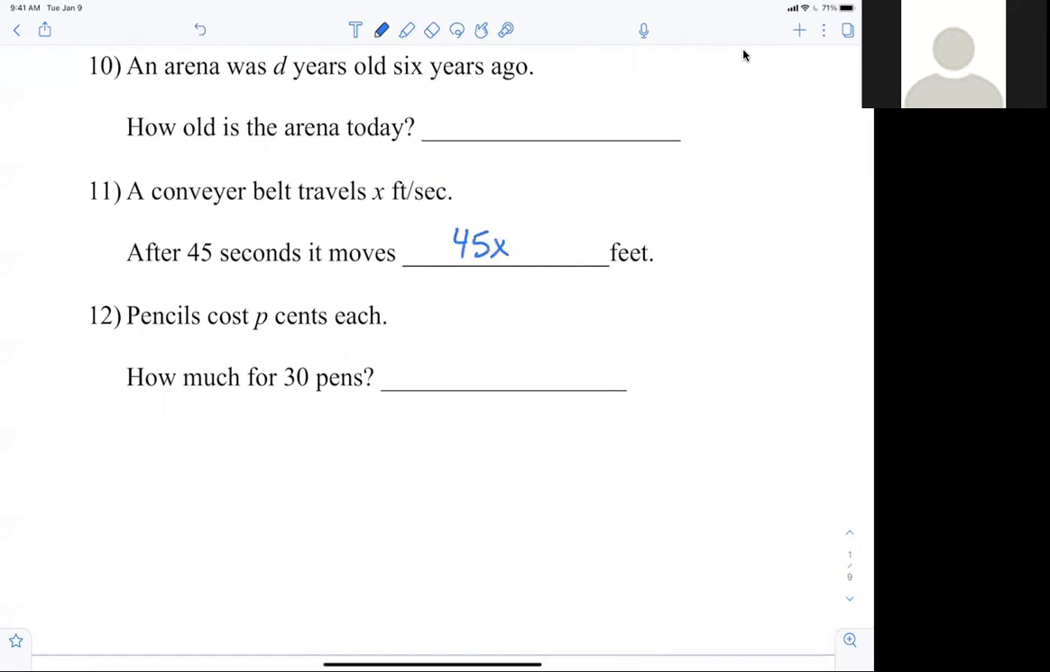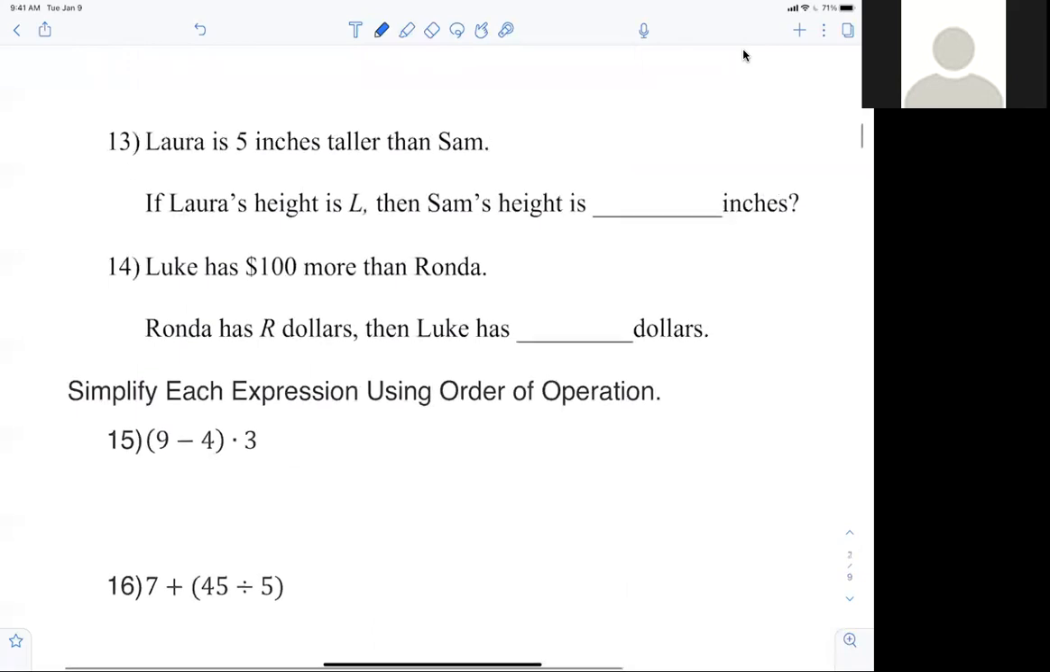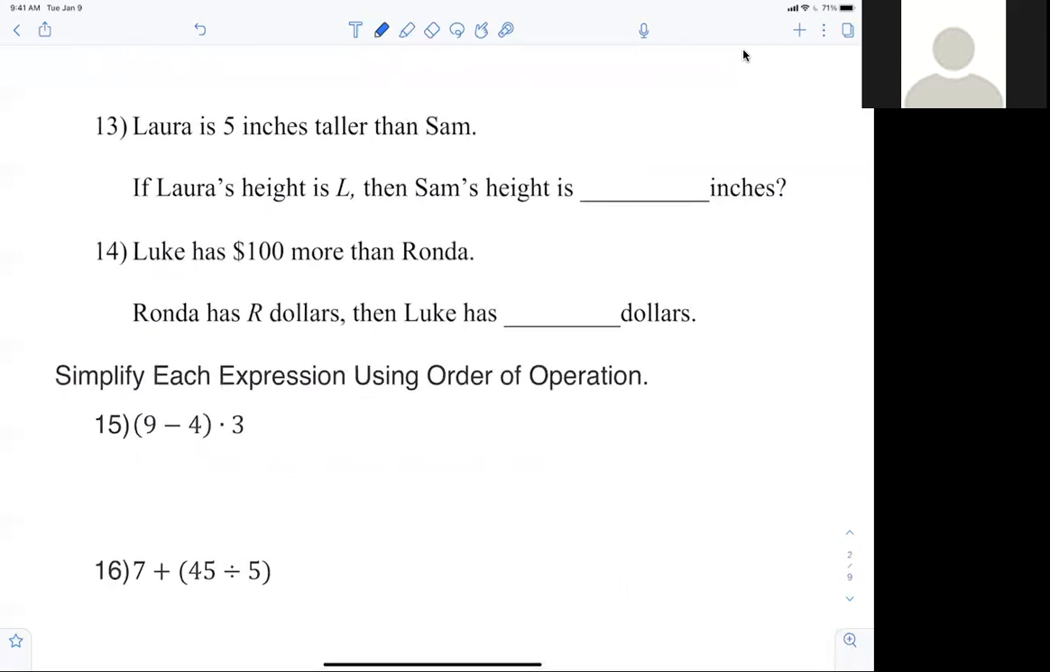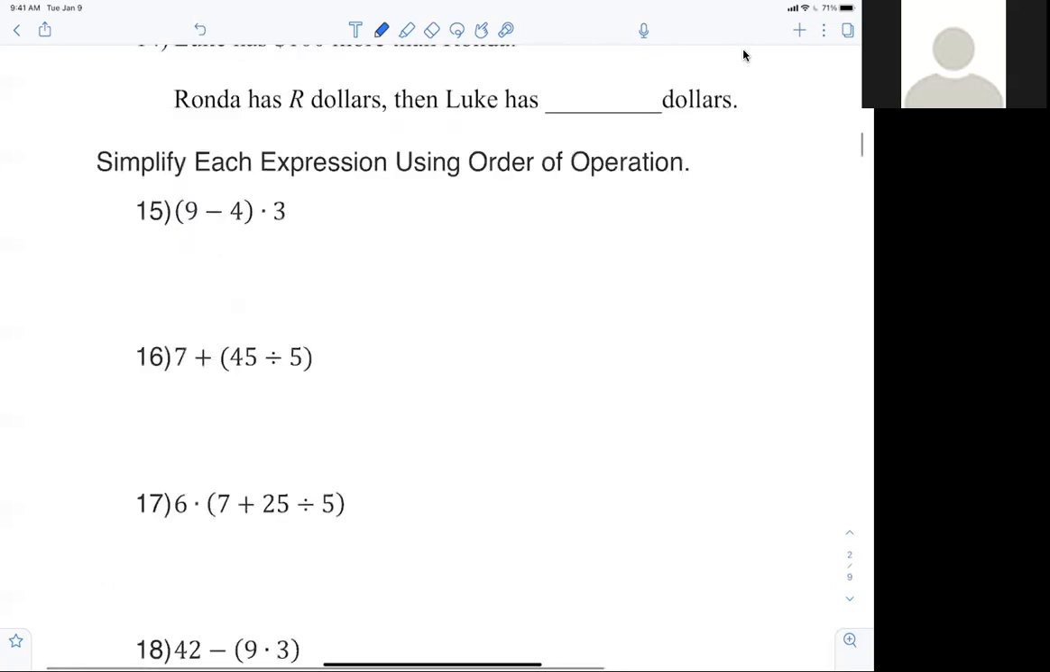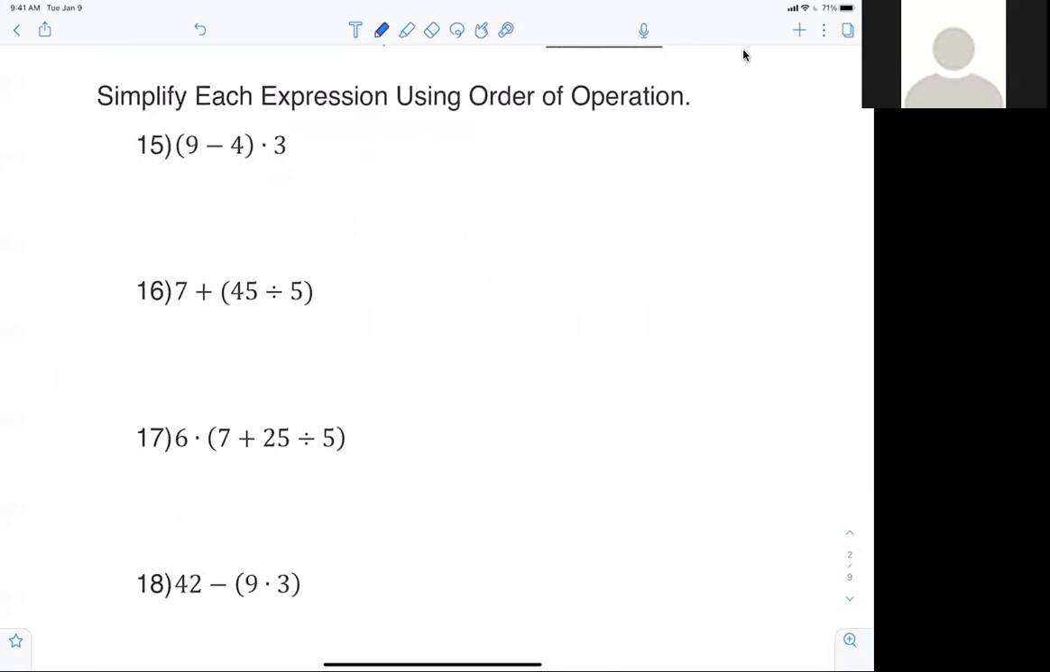45x. All right. Now, number 13. L minus 5. Wow, that was good. L minus 5. Now, that's the one where a lot of people make a mistake on. All right. Sam, is he taller or shorter than Laura? He is shorter. That's why it's L minus 5. Now, remember, if you're struggling with that or you're not 100%, let me know. All right, Logan, you're up. So B minus 4x. 15 is correct.